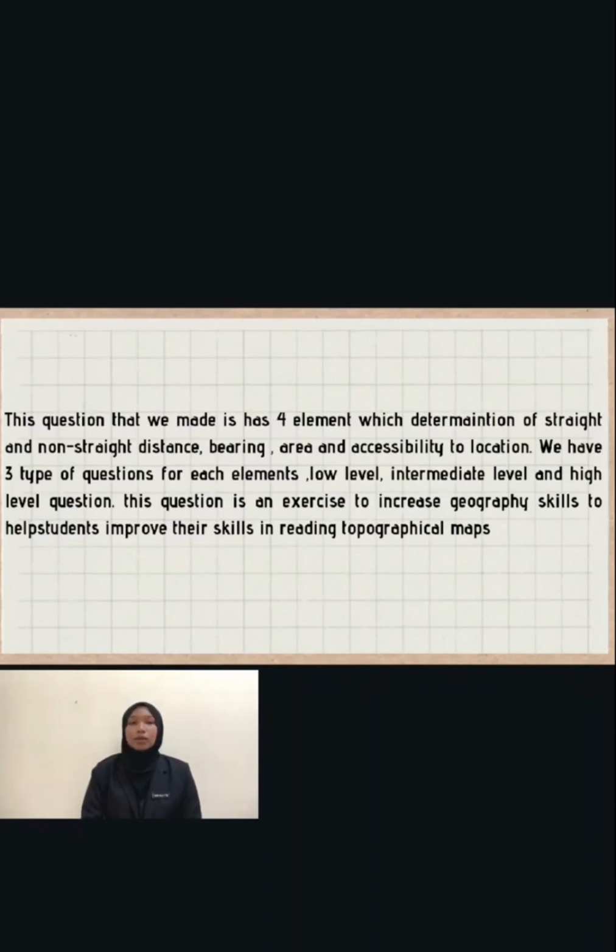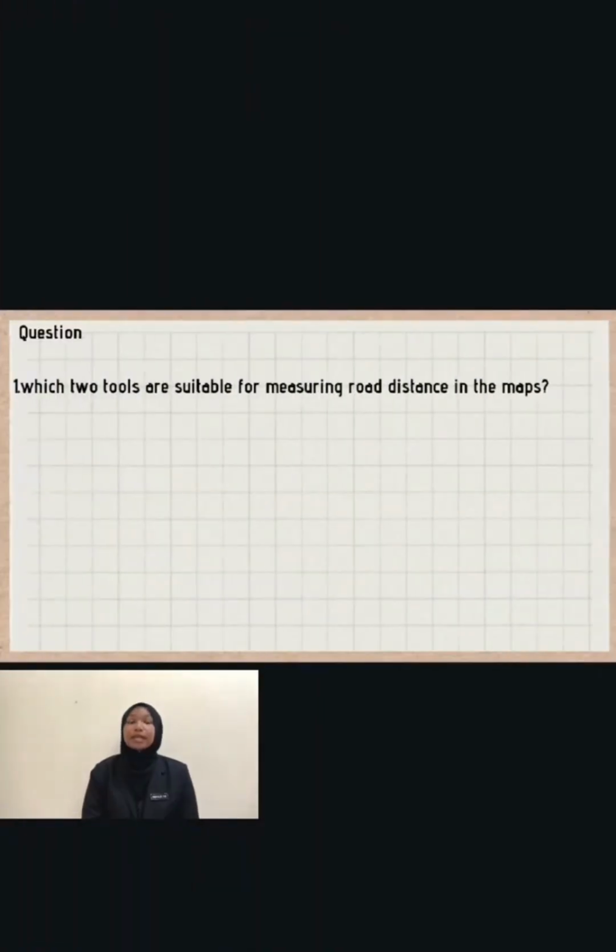We have 3 types of questions: low-level questions, intermediate-level questions, and high-level questions. These questions are exercises to increase geography skills and help the students improve their skills in reading topographic maps. The first element is determination of straight and non-straight distance.